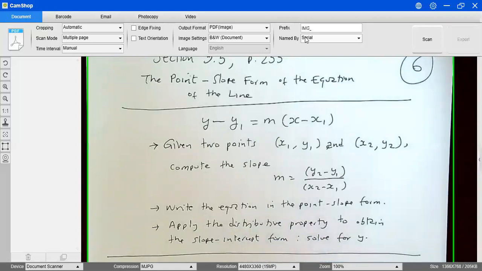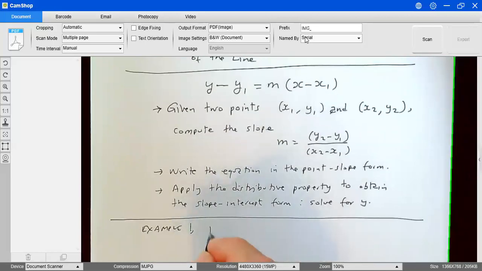So I'm going to solve a couple of problems, and with that we're going to be ready to work on linear inequalities in 2 variables. So I'm going to solve example 1. Example 1 on this section is on page 256.